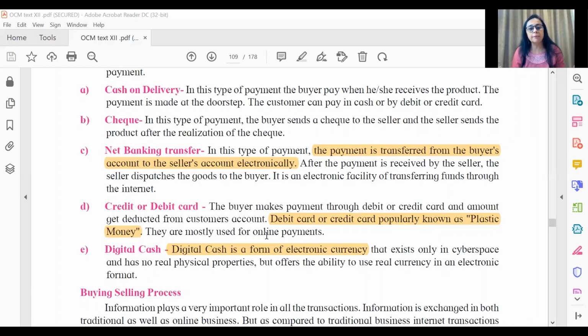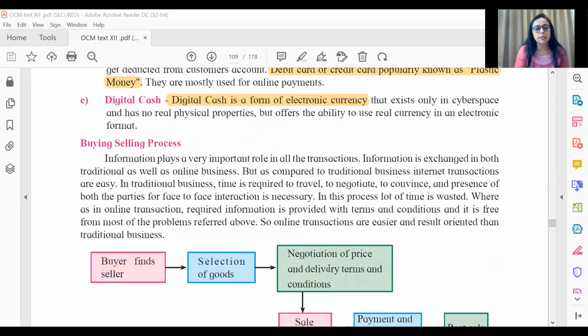Even in your chapter on banking, you have something on debit card and credit card. But here, this objective has been very popular. Debit card and credit card are popularly known as plastic money. Another September question paper objective is: digital cash is a form of electronic currency. This came in match the pairs in your September question paper. So please keep making the markings.